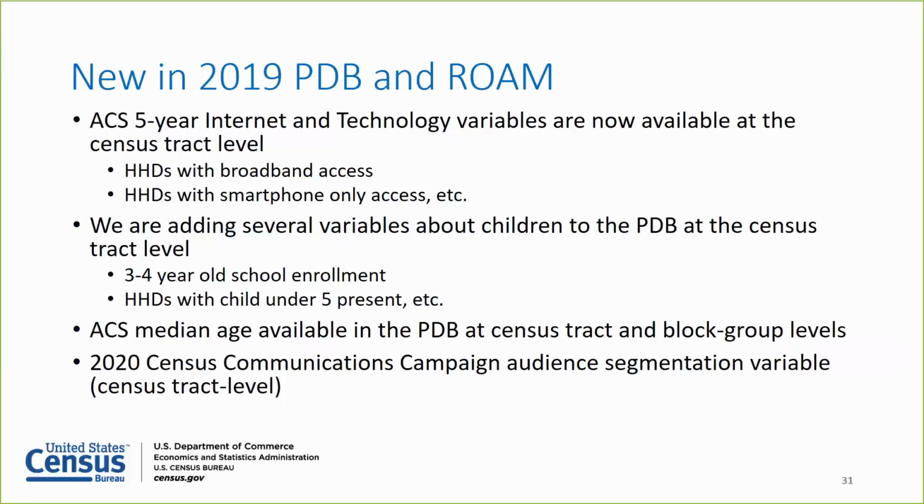We're adding several variables that have existed for several years to the planning database at the request of the National Academy of Sciences. These include 3 to 4-year-old school enrollment, households with a child under 5 present. This is to help target areas that are more likely to have high populations of children and the undercount of children efforts, which is a serious problem that many surveys and the 2020 census face. We're also now including the ACS median age for each block group and tract. And as well as Suzanne mentioned, this 2020 census audience segmentation, because it's not enough to just know that there's going to be low response. We need to know how to tailor the message and how we can reach these populations.